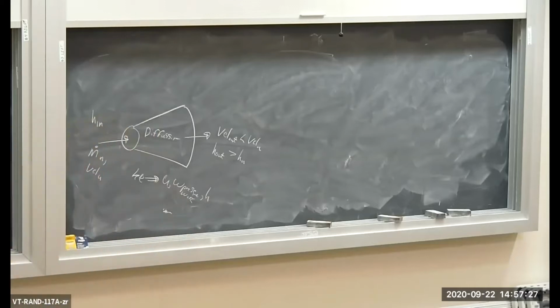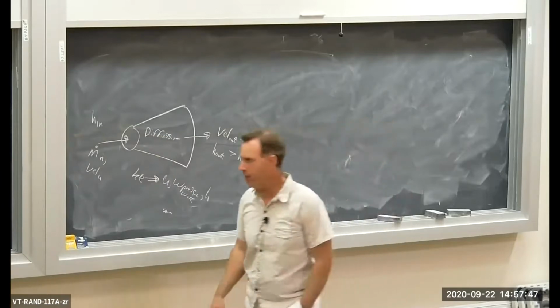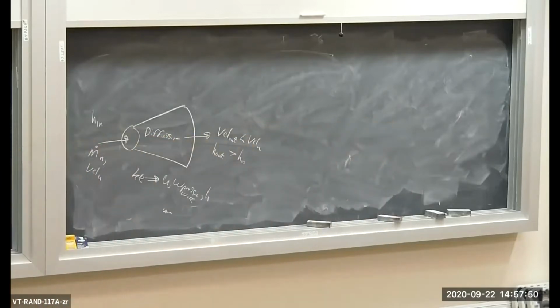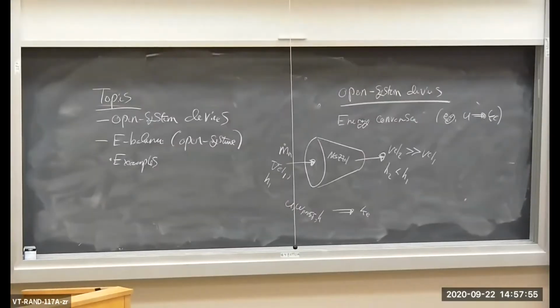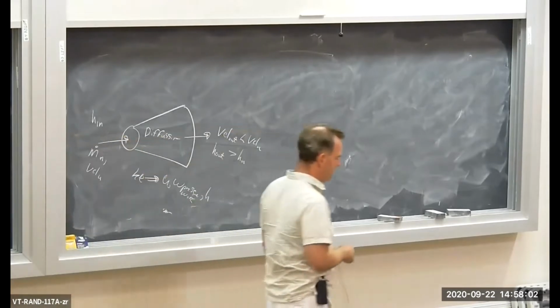The nozzle does the opposite. We take internal energy and pressure work, or pressure power if you like, enthalpy, and we convert it into kinetic energy, okay? So these are energy conversion devices. Nozzles increase the kinetic energy of the flow, and diffusers decrease the kinetic energy of the flow. Okay?